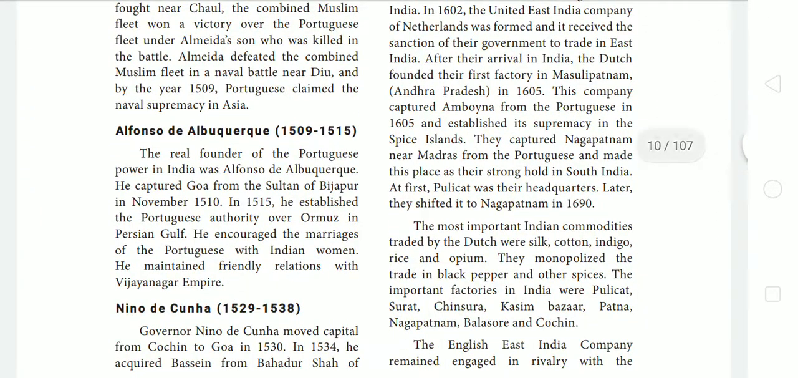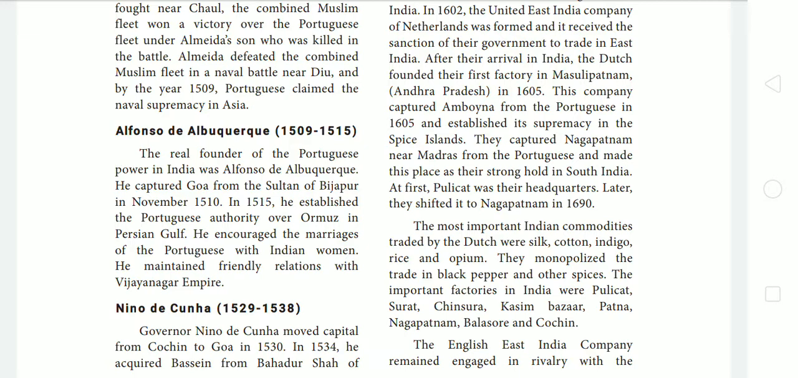Next one, Alfonso de Albuquerque. The real founder of the Portuguese power in India was Alfonso de Albuquerque. First, he captured Goa from the Sultan of Bijapur in November 1510.